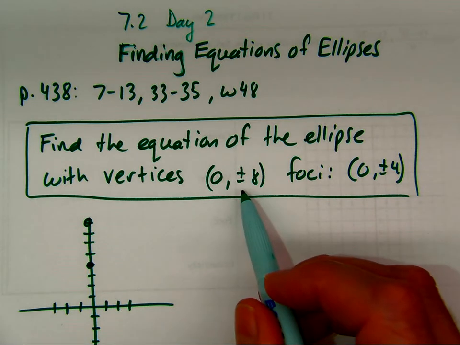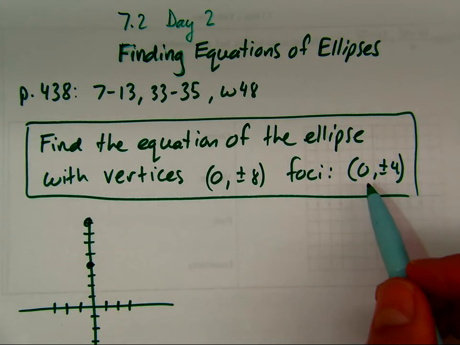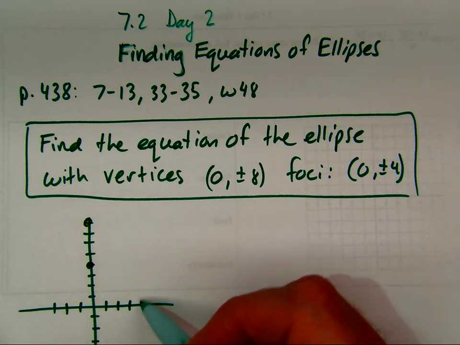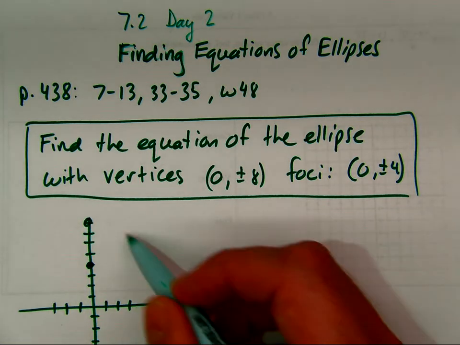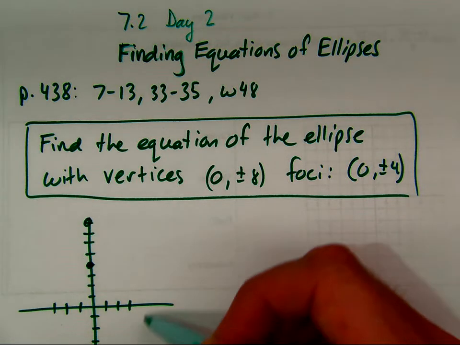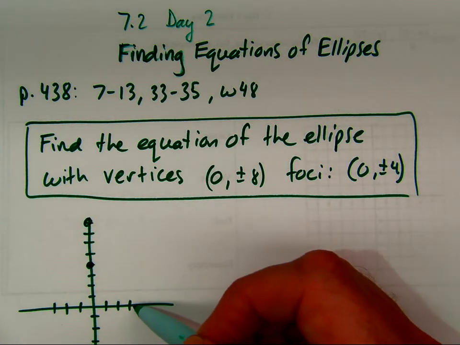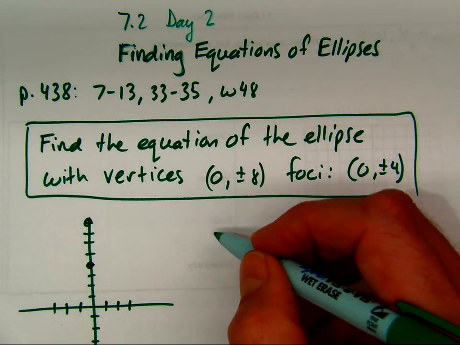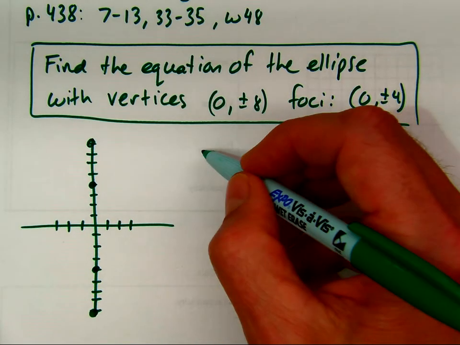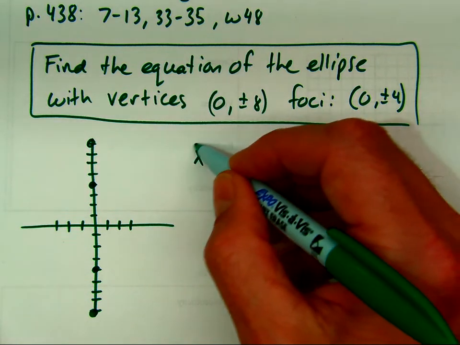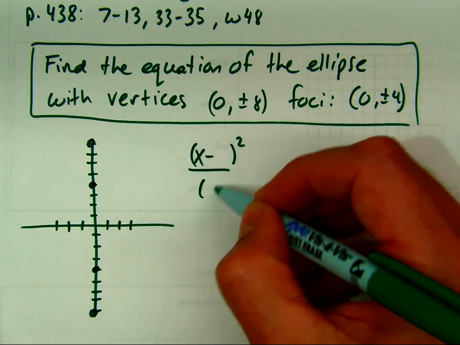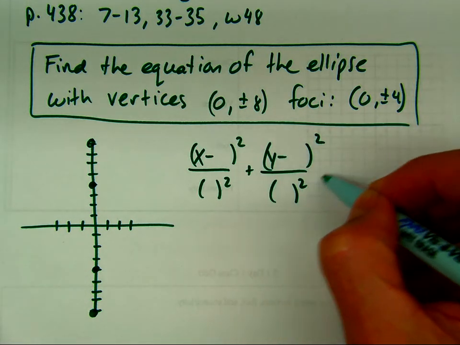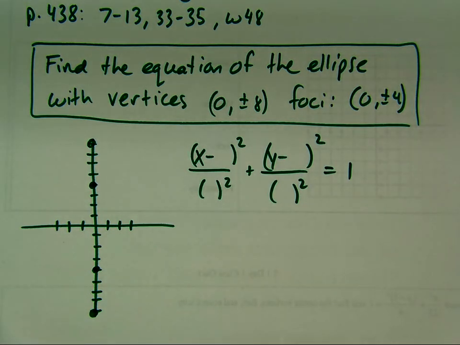All right, we'll graph the vertices and the foci. We don't know where the co-vertices are. That's a vertex, that's a co-vertex. The ellipse must be going like this, but we don't know how far to go this way. So let's look at the standard form of the equation: x minus something squared over something squared. Once we know all these numbers, then we're done.